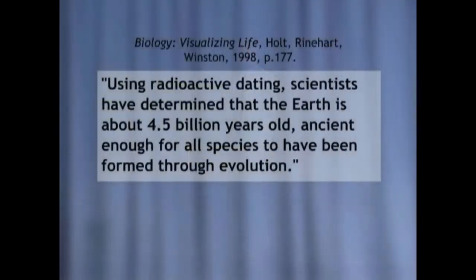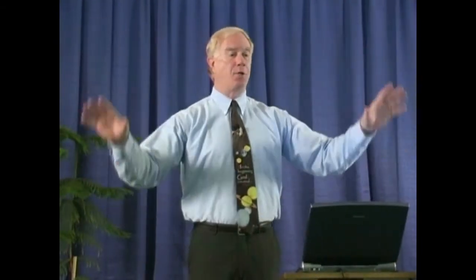Well, let's see what our textbooks have to say about the age of the Earth in radioisotope dating. And this is what they say, out of a 1998 biology textbook: Using radioactive dating, scientists have determined the Earth is about 4.5 billion years old, ancient enough for all species to have been formed through evolution. In other words, they're teaching the Earth as billions of years old as a fact, not even bothering to question how the process works. We saw that in carbon-14. They just assume it is an absolutely reliable dating method without even questioning or teaching how it works. They just assume evolution is true.